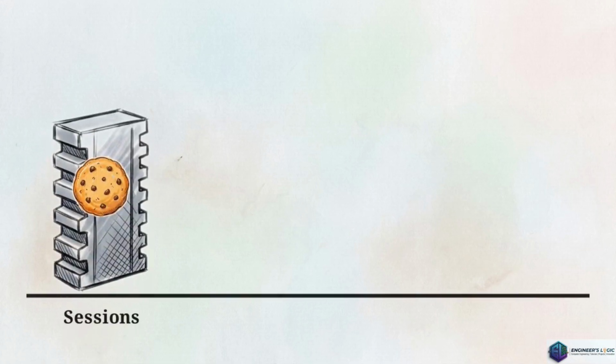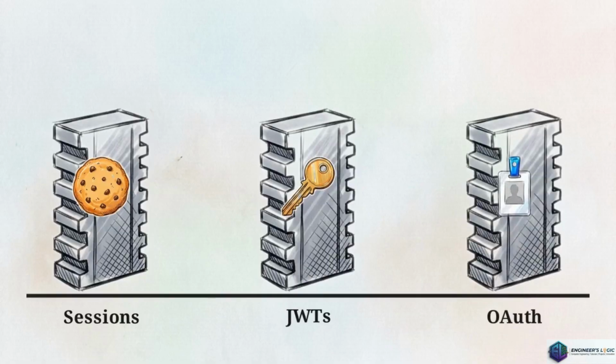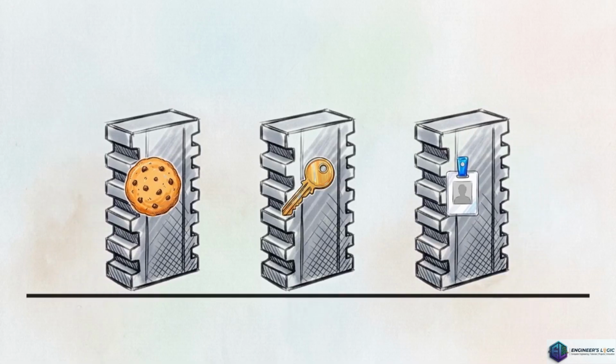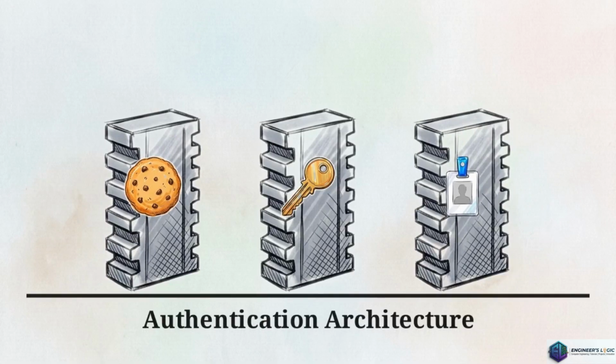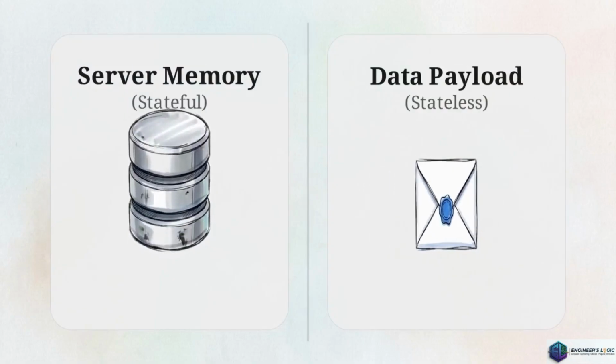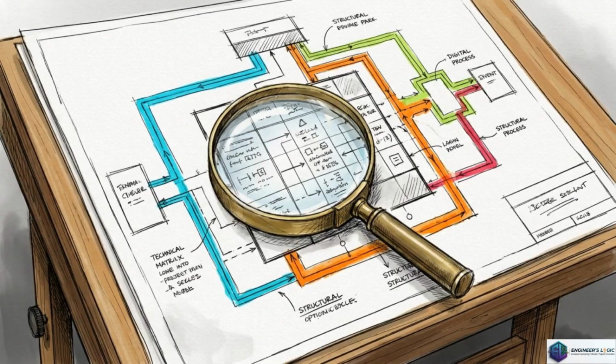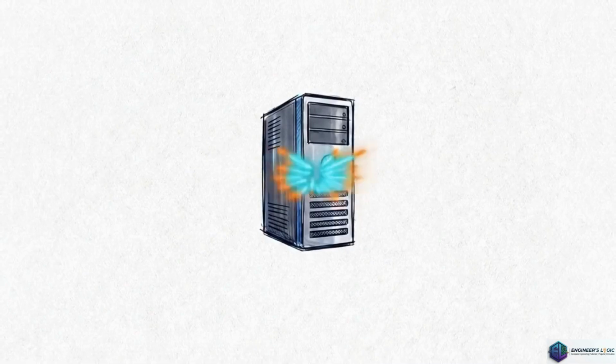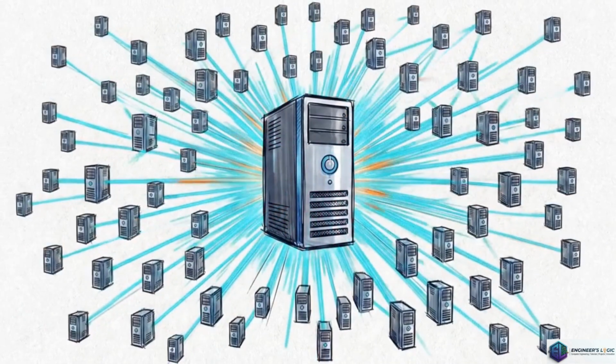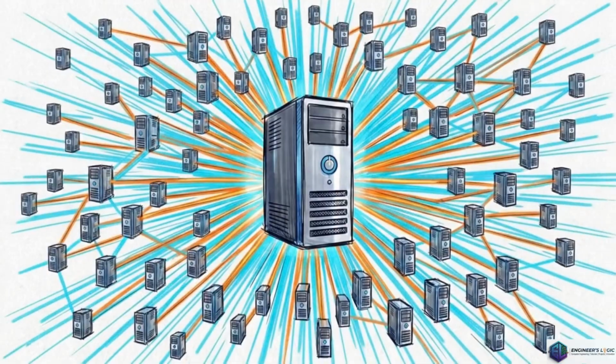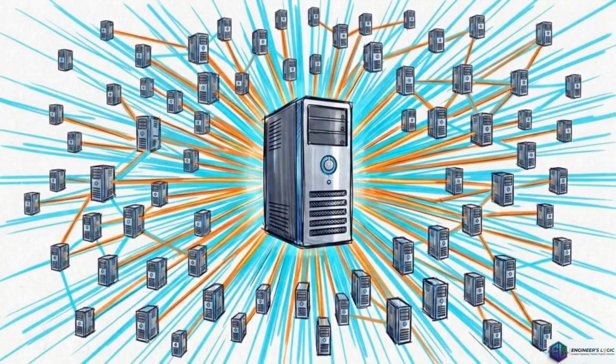This friction usually centers on three distinct paradigms: sessions, JSON Web Tokens, and OAuth. These are often viewed as a menu of competing options. In reality, they function as complementary layers that address different parts of the authentication lifecycle. By looking at how these systems handle data and memory, we can build a comparative framework for choosing the right architecture for a specific set of system constraints. Mastering these mechanics allows you to design systems that remain secure and performant as they scale from a local prototype to a distributed global network.